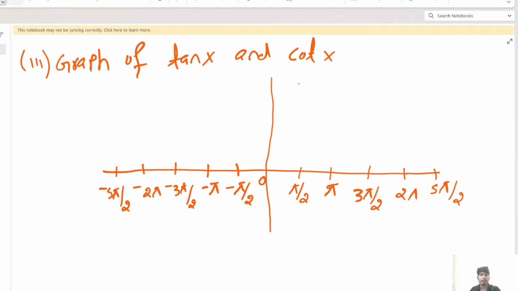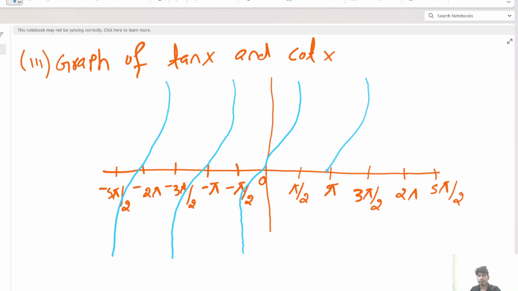So let me color with blue color. Then this is the graph of our function tangent x, okay. And also here this one, and also here this one, and also here this one. This passes through 2 pi, okay. So this is the function, and these are the infinity values, okay.